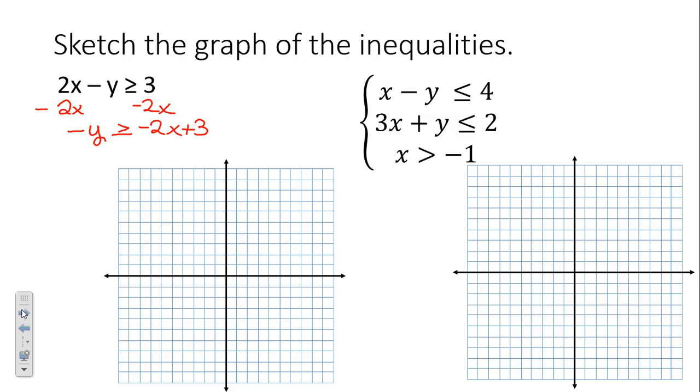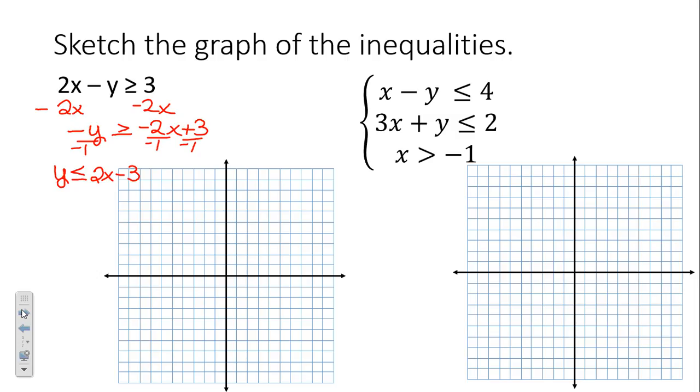And now we have to make it a positive y, so we're dividing by negative 1, right? That's going to change the sign of everyone. Positive 2x minus 3, but what does that do to the inequality? It switches it. When we divide by a negative number, we have to switch the inequality. Adding and subtracting doesn't change it, but dividing by a negative does. So we say y is going to be less than or equal to 2x minus 3.